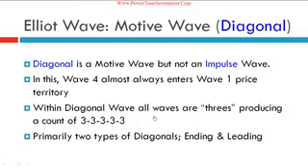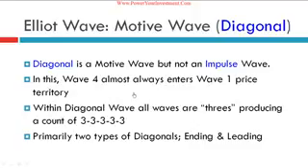So till now we have covered what a basic motive wave is. We have known that there are 2 types of motive waves. One is the impulse and another is the diagonal wave. Now since we have completed the impulse part, let's switch to the diagonal aspect. A diagonal is a motive wave. It's essentially a motive wave, but it's not an impulse wave.